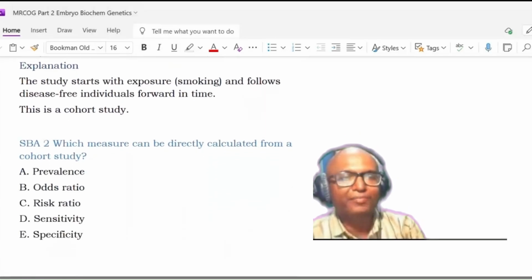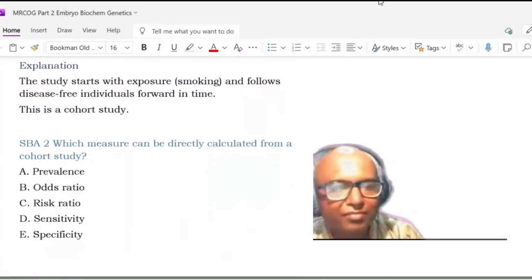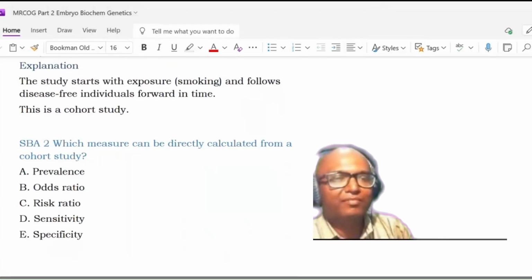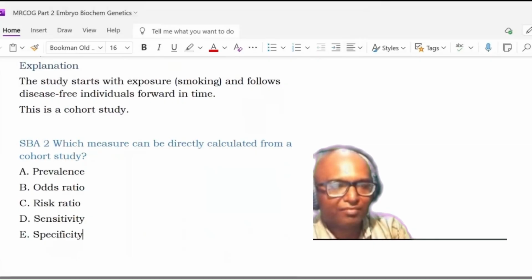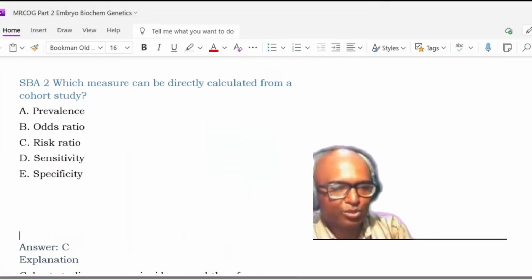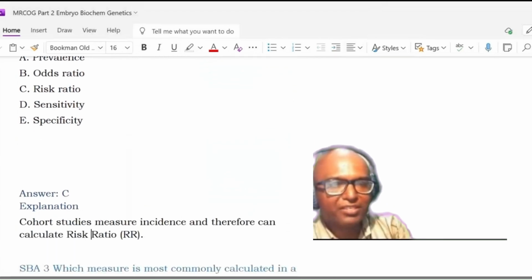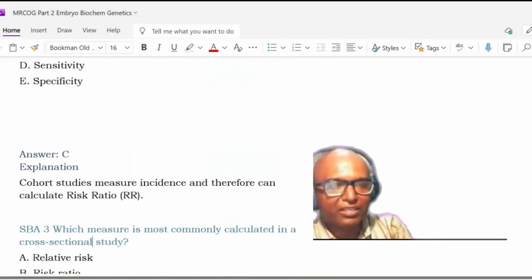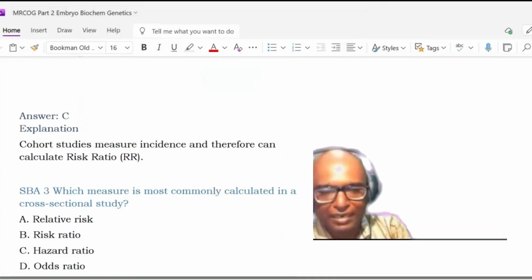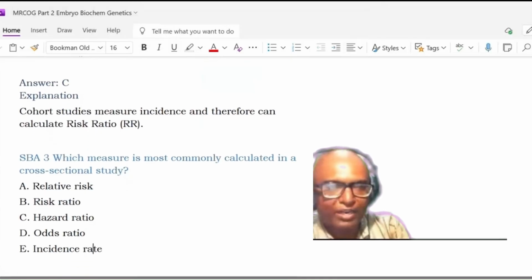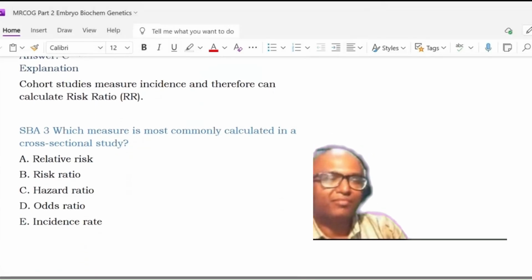Next, question number 2. Which measures can be directly calculated from a cohort study? A, prevalence; B, odds ratio; C, risk ratio; D, sensitivity; and E, specificity. Sir, cohort study uses the risk ratio. Correct. Risk ratio, C. So cohort study measures incidence and therefore can calculate the risk ratio. Two things will go hand in hand: incidence and risk ratio or relative risk.